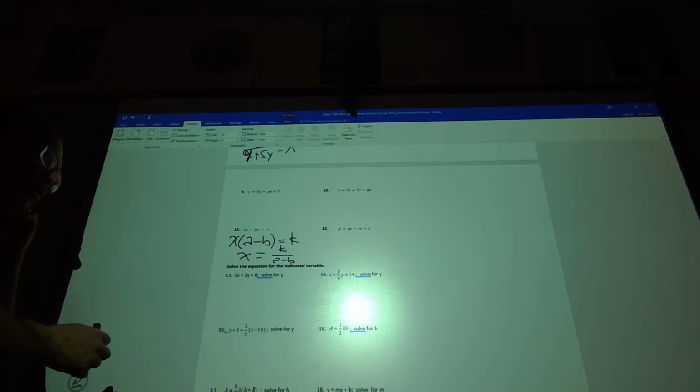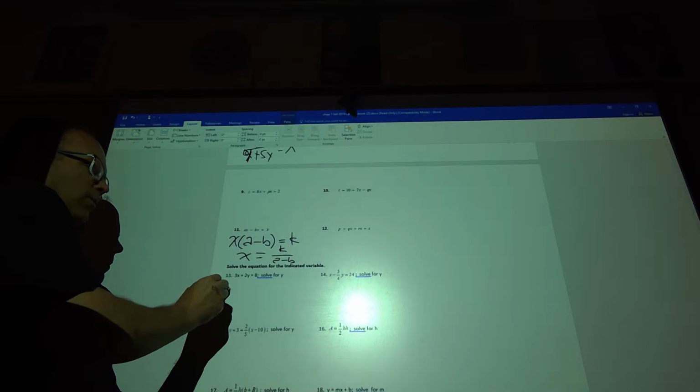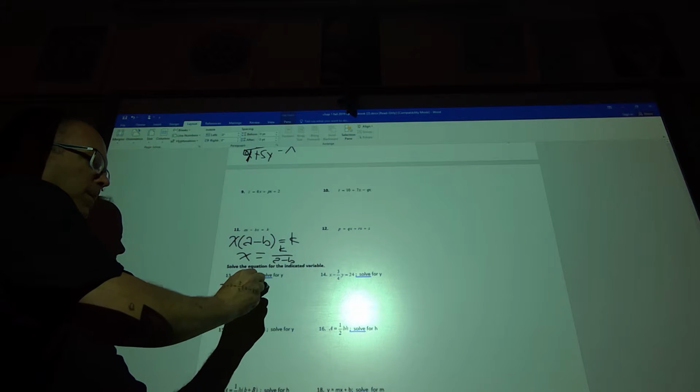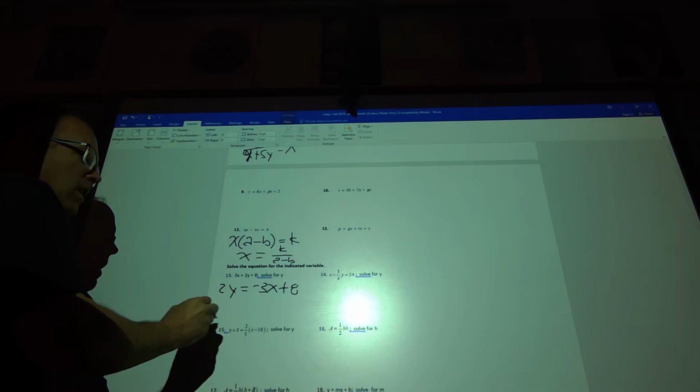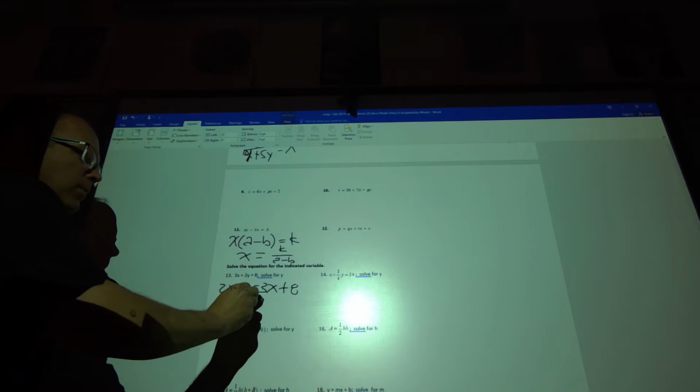Number 13, we're solving for y, so I'm going to subtract 3x from both sides. And then I'm going to divide everything by 2.